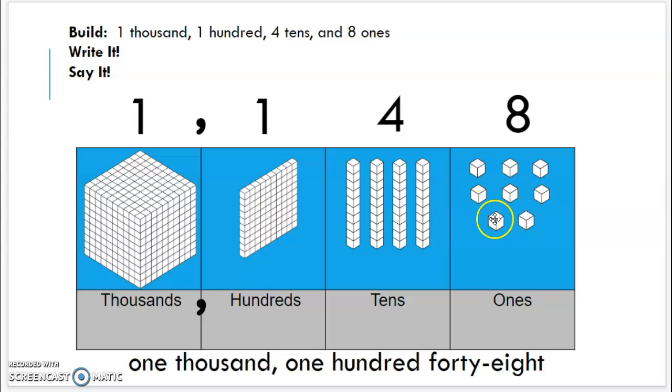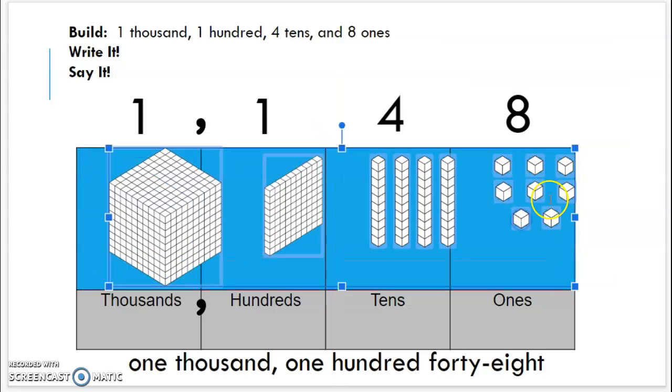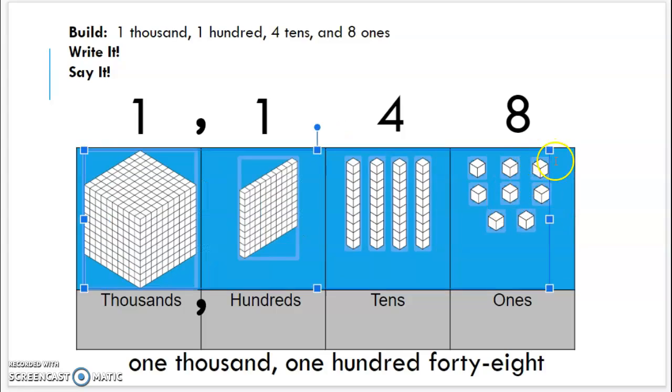Also, if you remember yesterday, I did like for you to put them in rows of 5. I don't think it's going to let me move them. Oh well, if you have the chance, put your ones in rows of 5. Now, this number is 1,148. And here are your words down below.